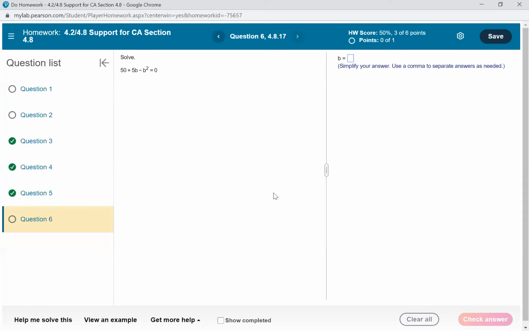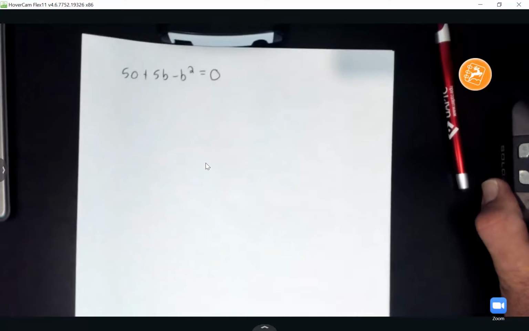All right, y'all, and then there's one more that's on this support, so I'll just play with this. So what is that? A 50 plus 5b minus b squared equals 0. So let's go back to our pad, and let me pull this up.